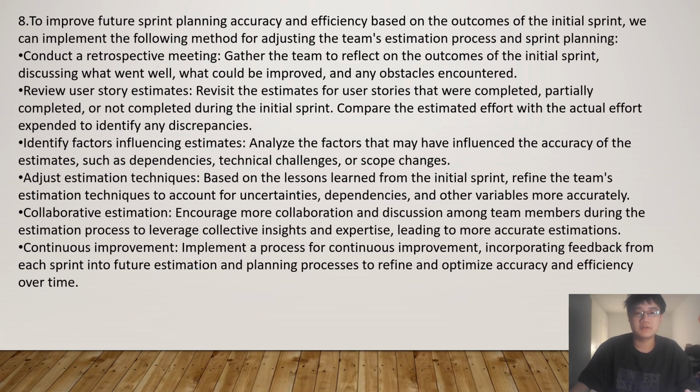The last question is about the task to improve future sprint planning, sizing and efficiency based on the outcomes of the first sprint. We can apply the following methods and adjust to meet the team's established process and sprint plans. Conduct a retrospective meeting: gather the team to reflect on the outcomes of the first sprint, discuss what went well, what could be improved, and any lessons learned.